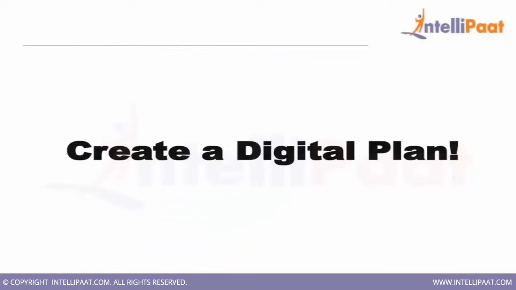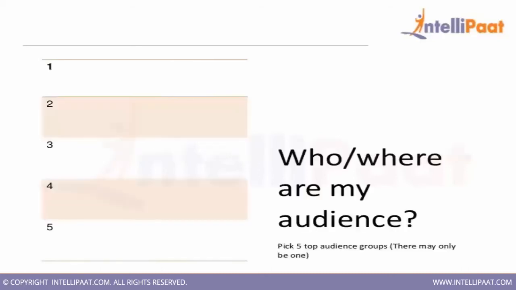All right. So the next thing, guys, is to create a digital plan if you want to maintain your overall online reputation. For building up the online reputation management of your brand, you need to have a digital plan in place. The very first thing is to identify who your audience is, where exactly they are, what their age group is, their geographic location, their likes, dislikes, and so on. Pick the top five audience groups. There can be only one also, but pick at least one and a maximum of five.